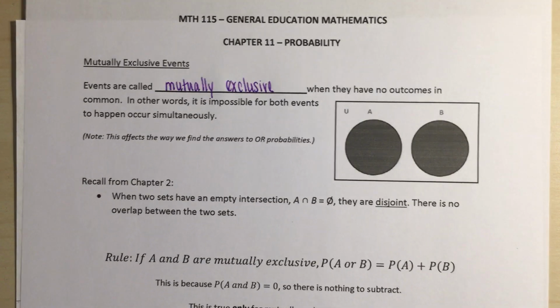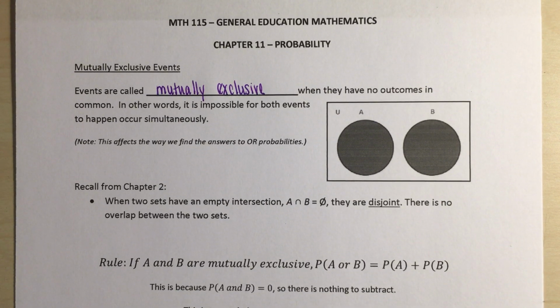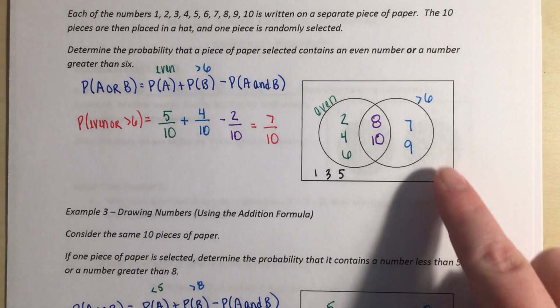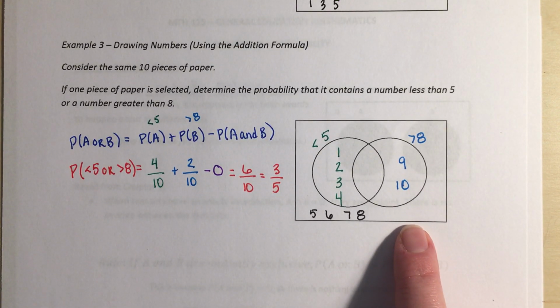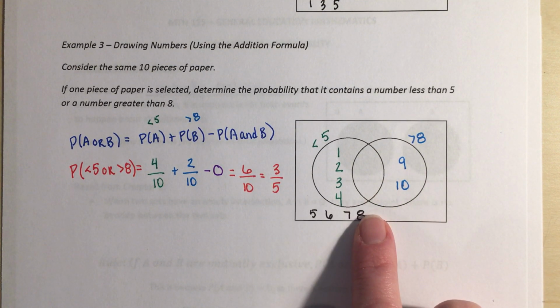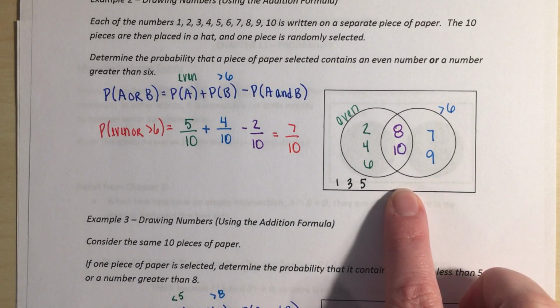Again, if we're thinking about mutually exclusive events, it's similar to the idea of disjoint sets back from chapter 2. There's no overlap between the two sets. There's nothing in common. So if we look back at these last examples, these sets are not disjoint because they had something in common. These sets are disjoint because they have nothing in common. So in this case, when our intersection is empty, that's an example of mutually exclusive events. This case is not mutually exclusive.